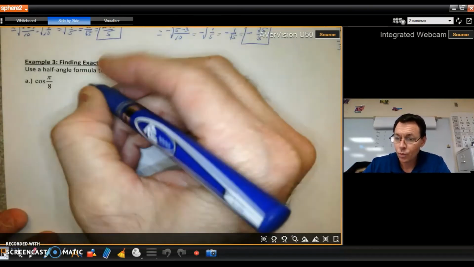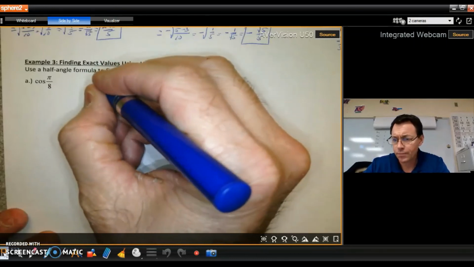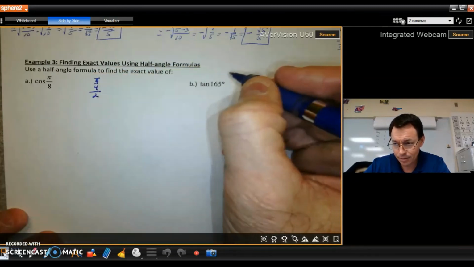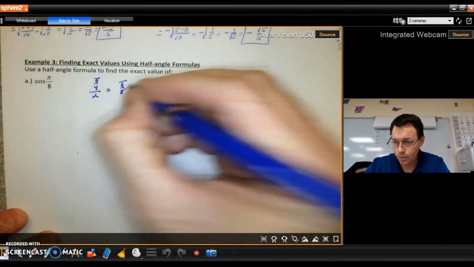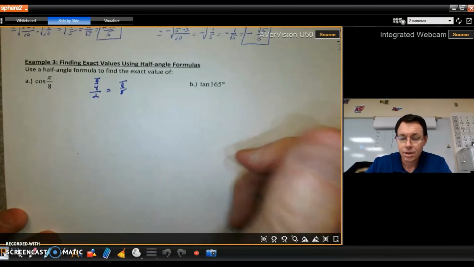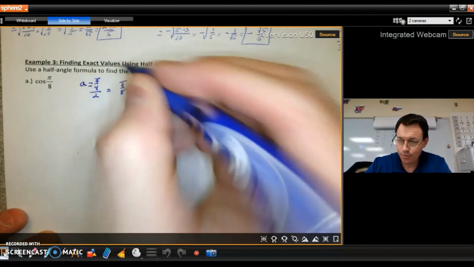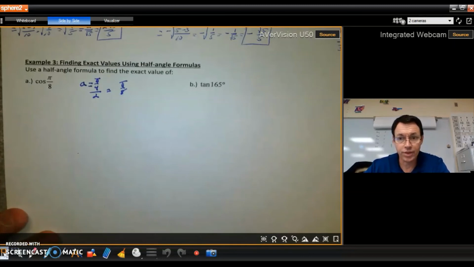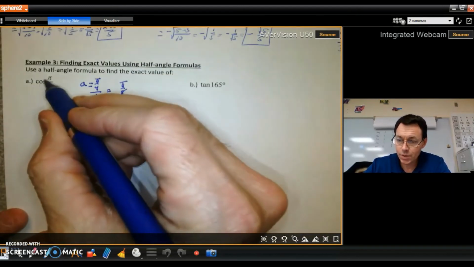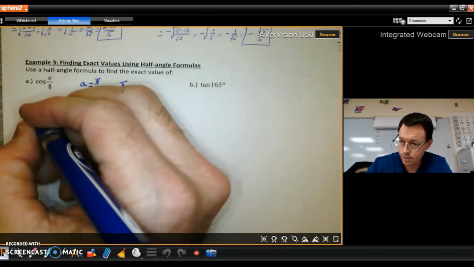For example, pi over 8 would be half of pi over 4. If you took pi over 4 and cut it in half, you would get pi over 8. So this is the half angle of that. So if you treat pi over 4 as the alpha in the formulas, or the theta, then this is half of that. So to find the cosine of pi over 8, I just need to do this.